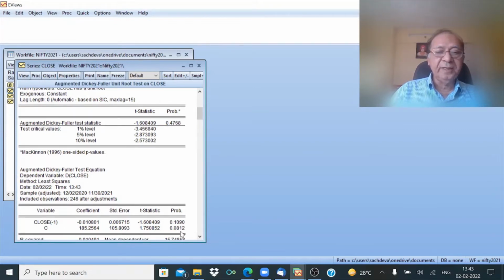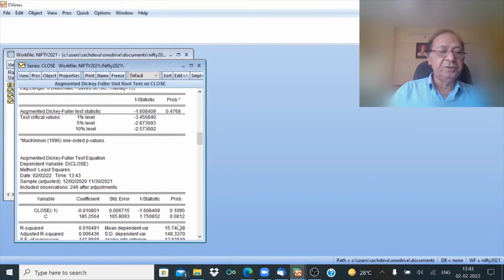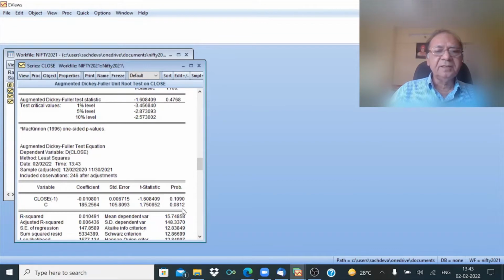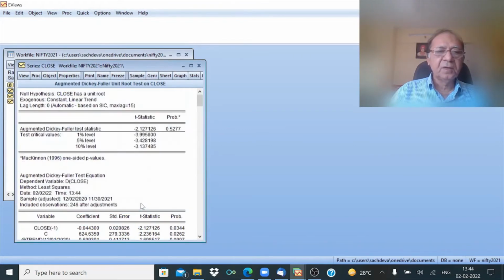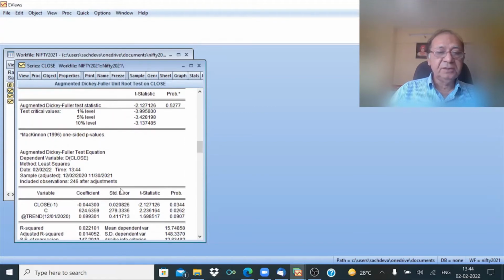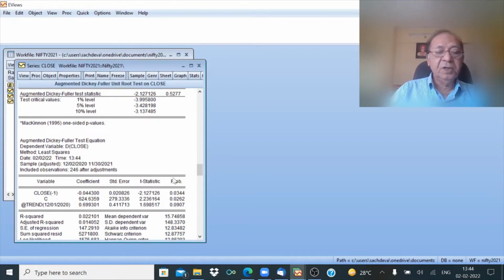Now see the constant here. The probability is 0.0812, so the constant is not statistically significant. Now we can use the same unit root view with trend and intercept at level. Again the probability is 0.52, so we cannot reject the null hypothesis. It has a unit root. Below, the trend is not statistically significant, but the constant is statistically significant.